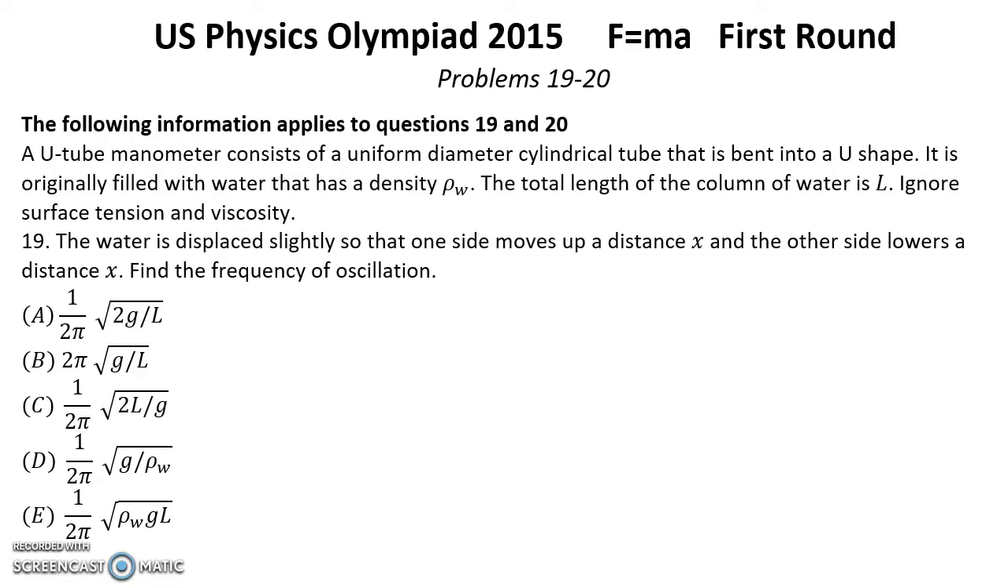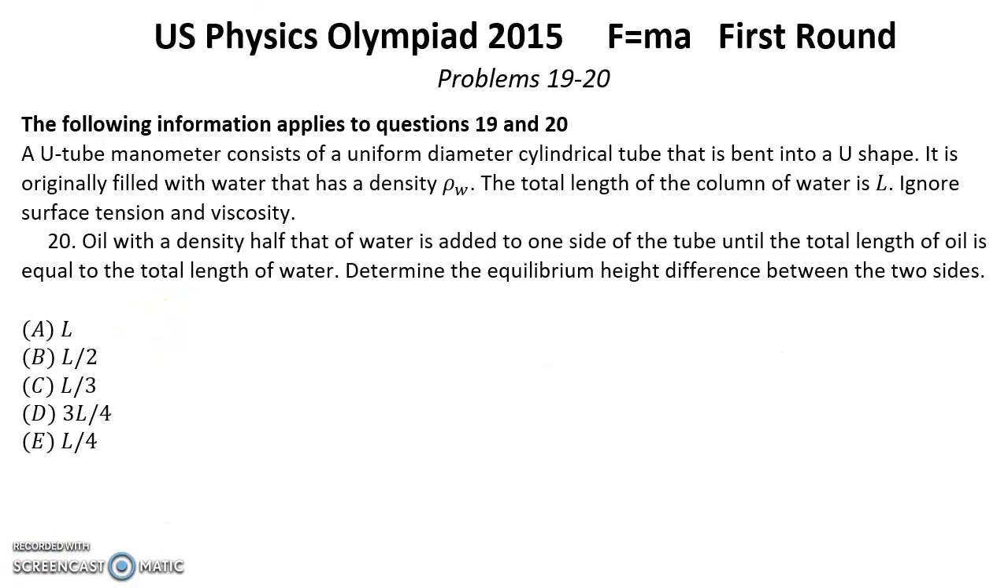Question 19. The water is displaced slightly so that one side moves up a distance x and the other side lowers a distance x. Find the frequency of the oscillation. Question number 20. Oil with a density half that of water is added to one side of the tube until the total length of oil is equal to the total length of water. Determine the equilibrium height difference between the two sides.